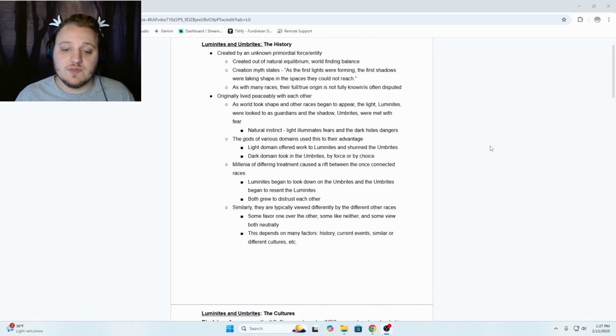Similarly, they are typically viewed differently by the other races. Some favor the Luminites over the Umbrites, or vice versa. Some don't really like either, and some view both fairly neutrally. I mean, that's a pretty standard way to look at it throughout the D&D races, is you have different relations between the different races. And what determines this depends on many factors. Again, very common among the D&D races. There's going to be some historical interactions that have guided their views, current events, similar or differing cultural aspects, anything of that nature will create a cultural view between the races and how they interact.